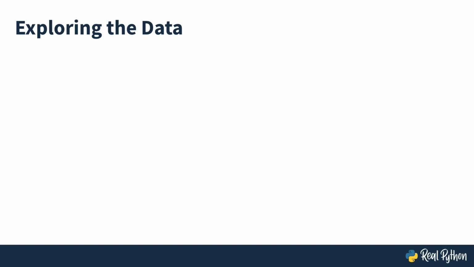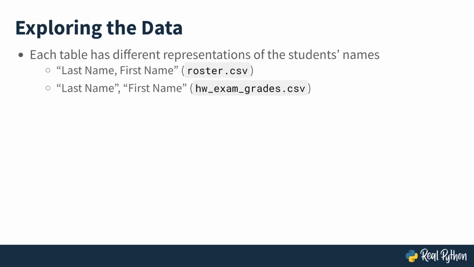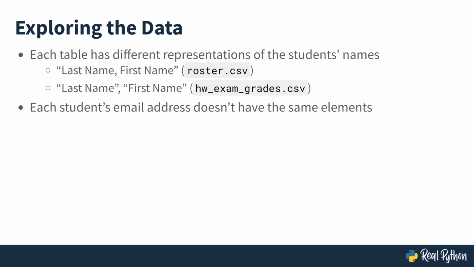All right, so let's see what we saw with the data. Well, each table has a different representation of the students' names. So for example, in the roster CSV file, the last name and first name were all in one field, and it was simply a string separated by a comma. Whereas in the homework exam grade CSV file, we had two separate fields, one for the last name and one for the first name. And then the students' email addresses, they don't have the same elements.